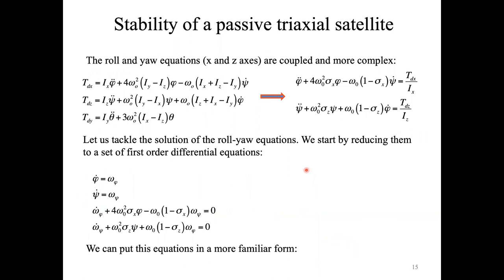So now we have to deal with the roll and yaw axis. The main problem here, as you can see from the equations that we have written on the right side, is that we have these coupling terms. So we have this term here and this term here. In order to integrate these equations, so in order to know the stability of these equations, we have to analyze these equations together.